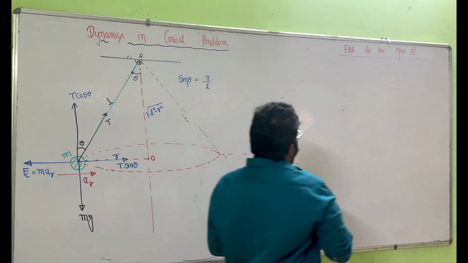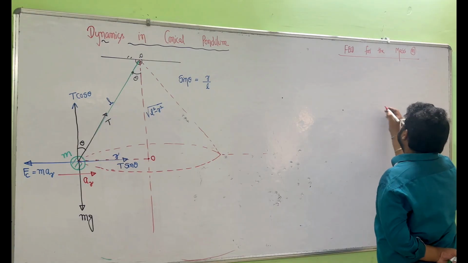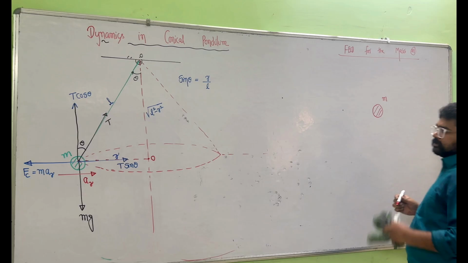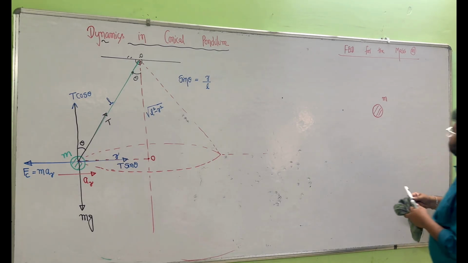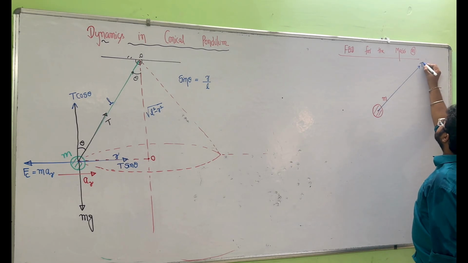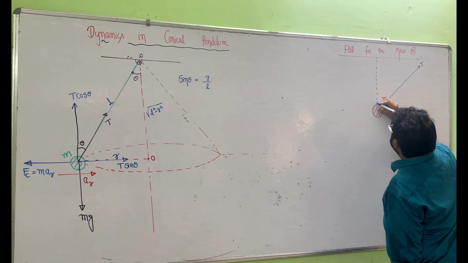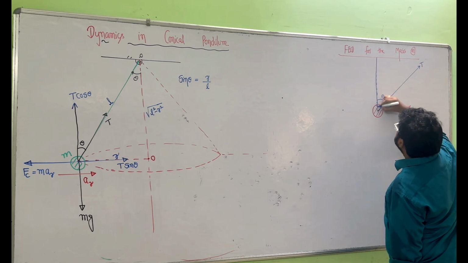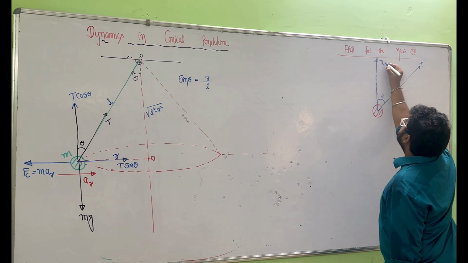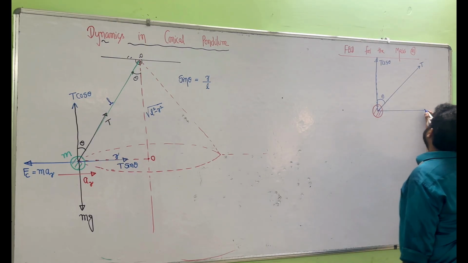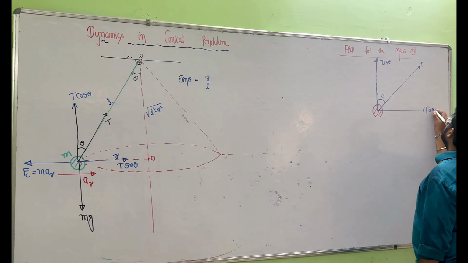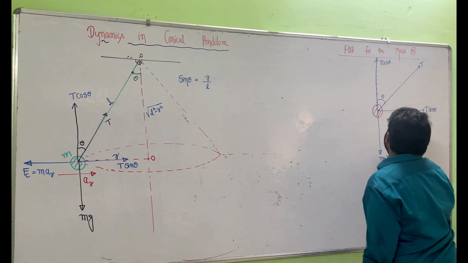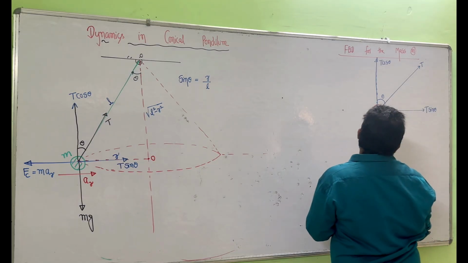Clear? So now tell me, what is the free body diagram for the point mass? What is happening here? Tension T. Here to here, this would be theta. So now T cos theta, and this would be T sin theta. Weight is acting vertically downward.